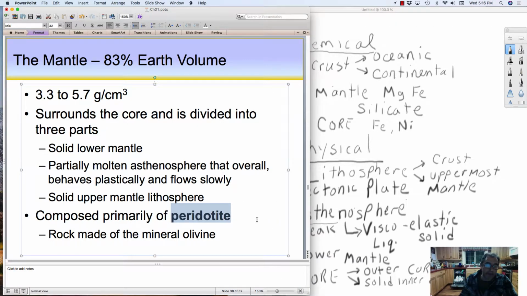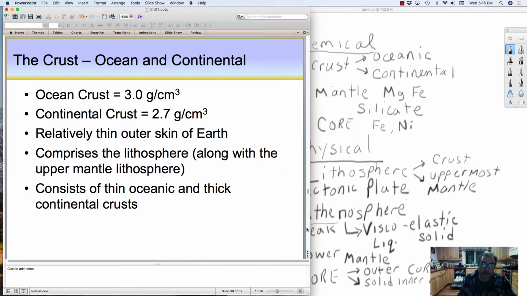Peridotite is important for several reasons, and we'll talk more about those later on. But one is that it's a rock of the mantle, and it's primarily made out of a silicate mineral called olivine, right? In fact, the gem variety of olivine is called peridot. So if you were born in August, peridot is your birthstone. And then for crust, we mentioned that there's ocean crust and continental crust. Note that ocean crust is going to be thinner and a little bit denser than the continental crust here.